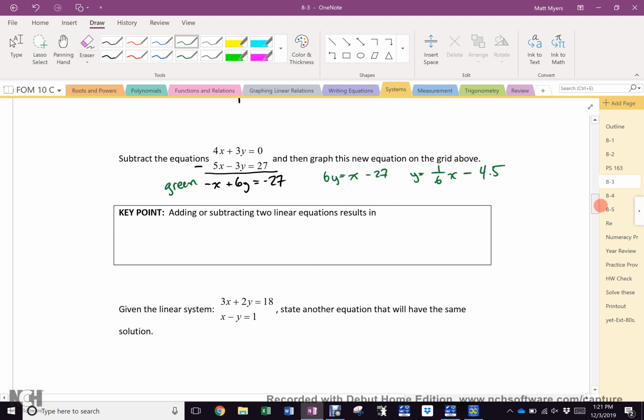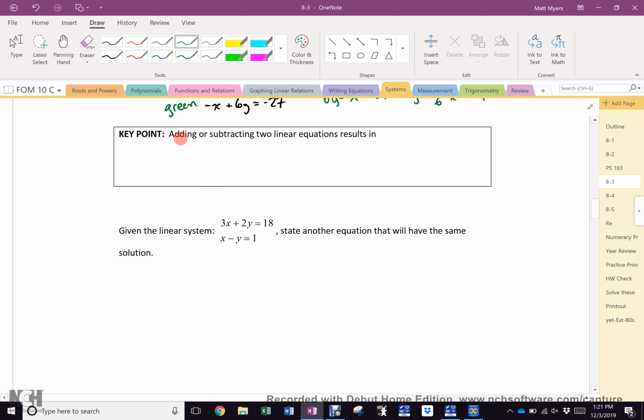So, what does that tell us? Adding or subtracting 2 linear equations results in, again, new equations that still work with our eventual solution to the system, right?